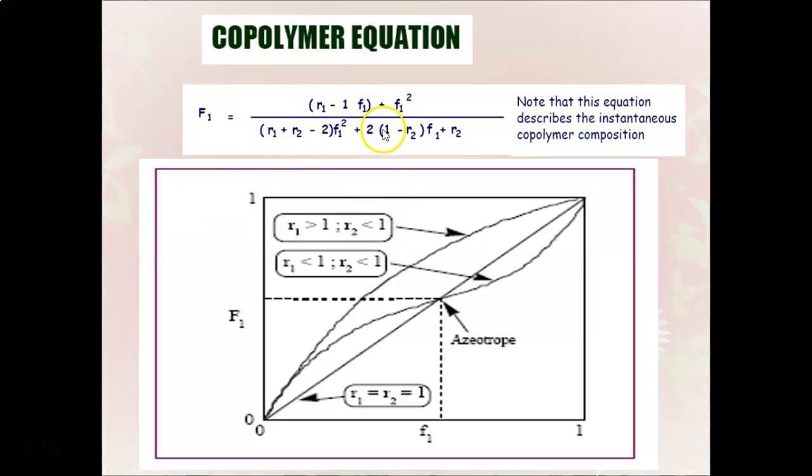So the equation is right here, and note that this equation describes the instantaneous copolymer composition. You will meet at this point. We call it the azeotrope, and the value for small f inside here is 0.5 because it meets at the center point, which is 0.5.